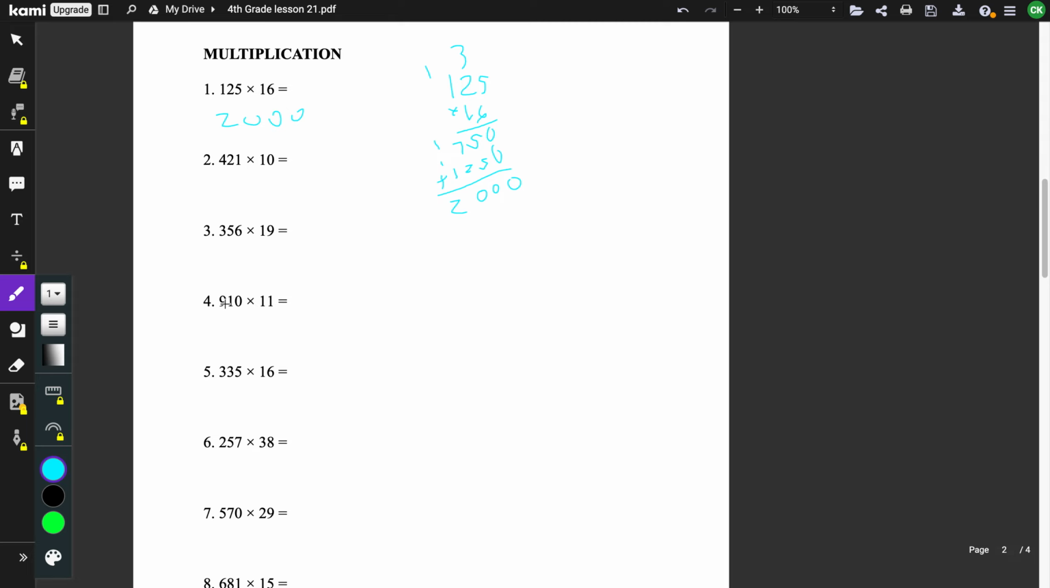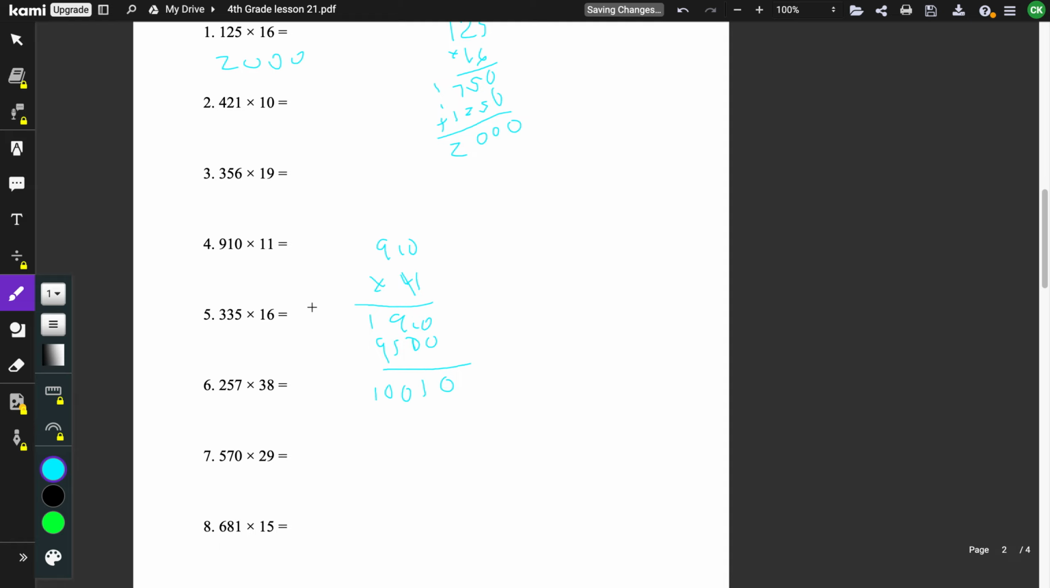And then for number 4, 9, 10 times 11. It's just going to be 9, 10 down here, and then move the 9 over. Wait, sorry. Yeah, that's right. So 0, 0, 1, 9, and then 0, 1, 0, 1, 0, 1. So it would be 10,010 for number 4.